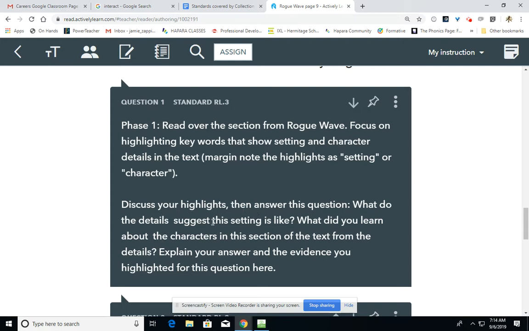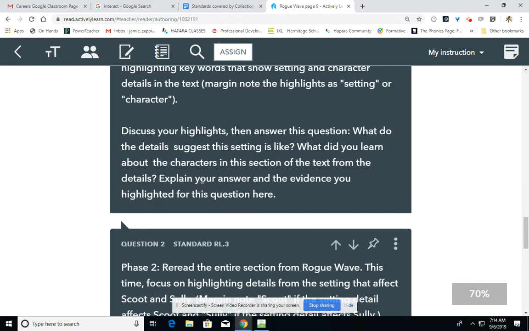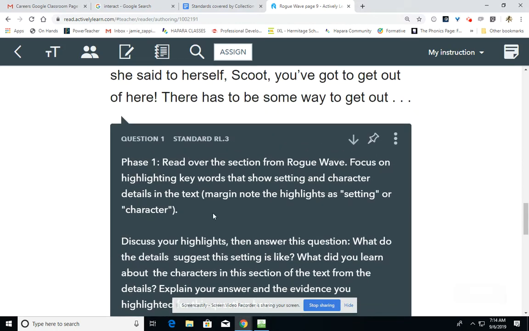What do the details suggest that this setting is like? Based on what it says about setting, what might that setting be like? And what did you learn about the characters in the section of the text from these details? So from your character details, what do you learn about those characters? And that's what you'll write in the box for answering this question.